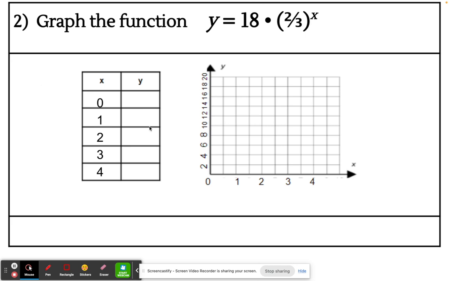Let's look at this next one. Starting at 18, but my factor of change is 2/3. So my first point will be at 18. Then I'm going to multiply by 2/3. That will give me 12. 12 times 2/3 will give me 8. 8 times 2/3 will give me 16/3, which is 5 1/3.